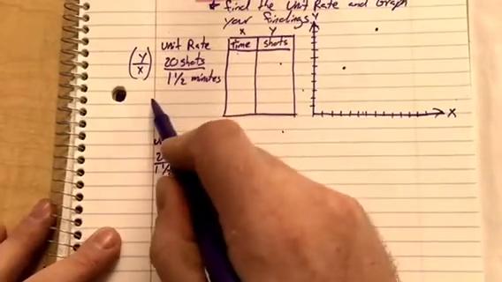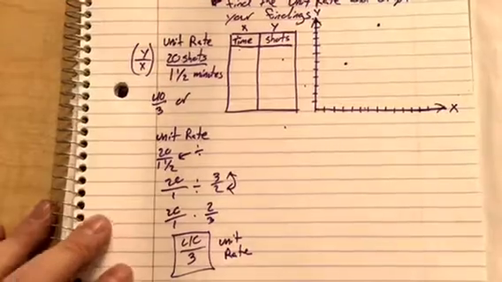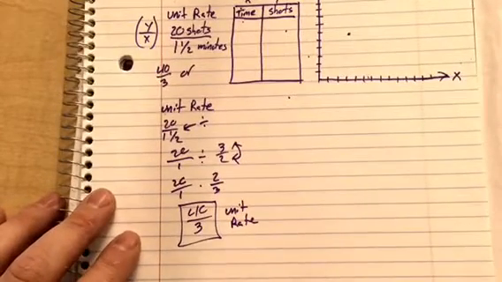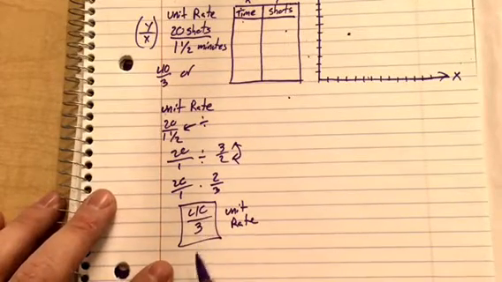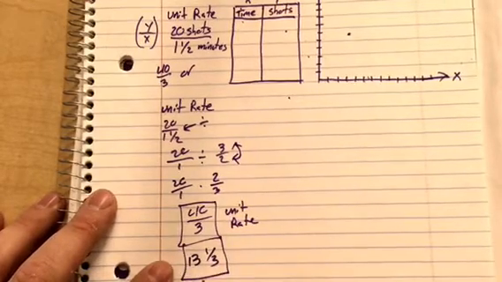I'm going to plug that in right up here. Now, you can simplify this down to make it pretty, and that works too. It doesn't have to. So if you were to simplify this down and make it pretty, 40 divided by 3 is going to be 13.33. Either one of these is the unit rate.